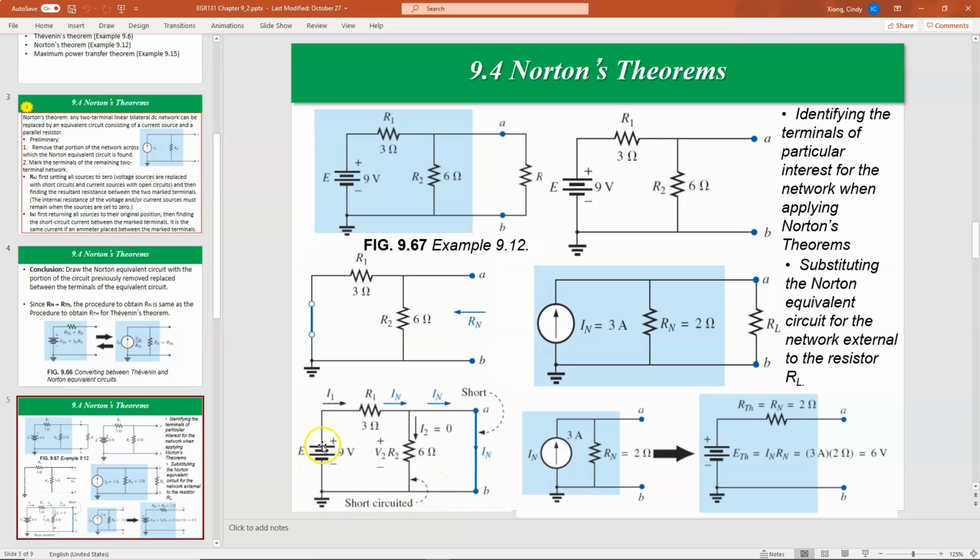If you check that, you will find that your circuit is just like a series circuit, with just one power source and R1. So the current IN will equal 9 volt over 3 ohm. You see, the current I1, which is also IN, goes through this series closed loop. So 9 volt over 3 ohm, you get 3 ampere here. So you found the Norton equivalent current.